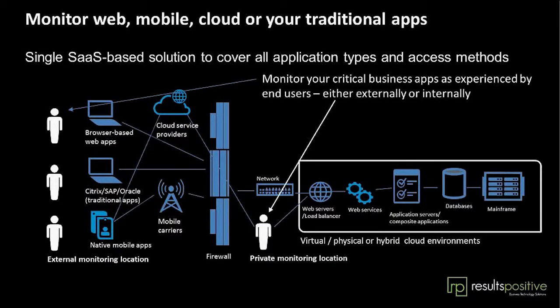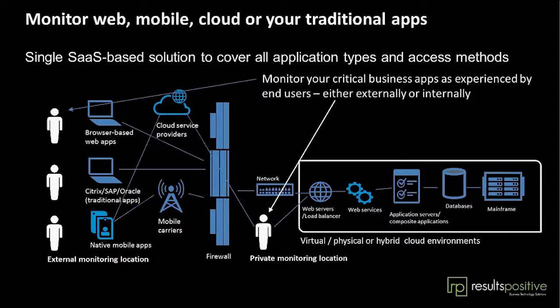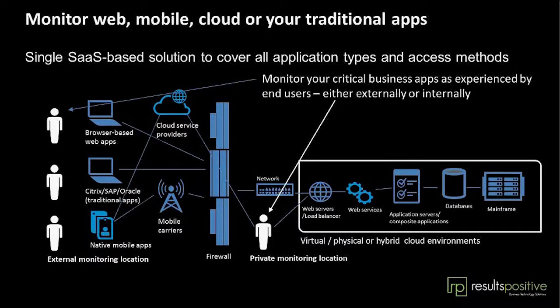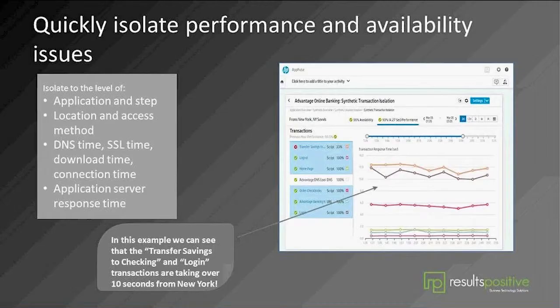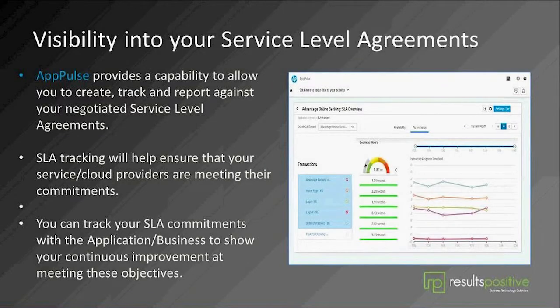HP's AppPulse Active can monitor any kind of application, whether it is a web application, mobile, deployed in the cloud, or any traditional app. Its intuitive user interface, which is HTML5 based, will help you isolate performance and availability issues with its dynamic graphs, reporting capabilities, and alerting features. The application's performance can be divided into transaction performance, location performance, or even the DNS time and SSL time, each and every component contributing to the response time of your application.